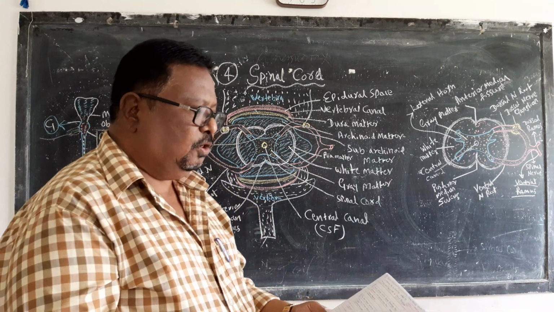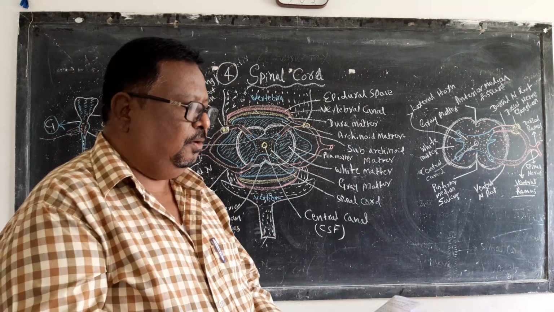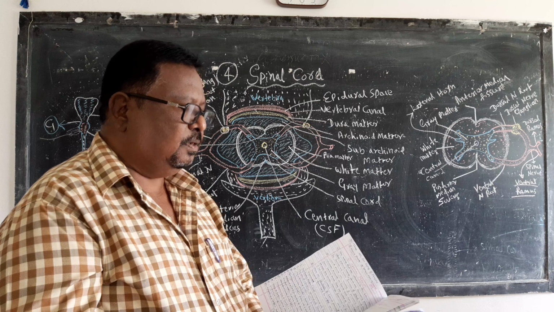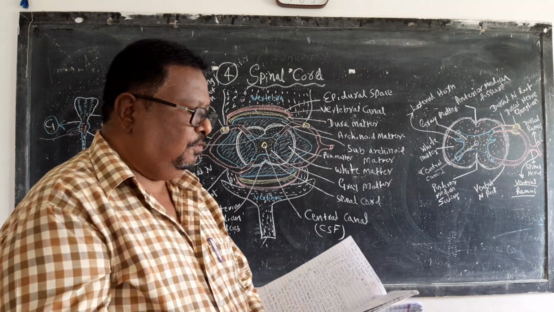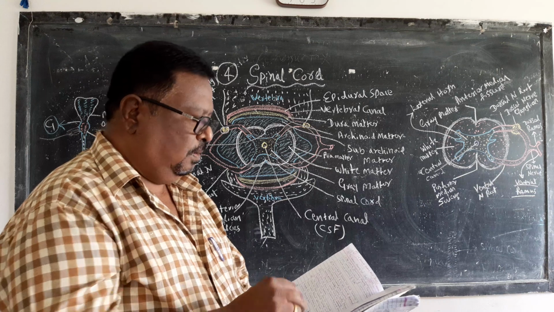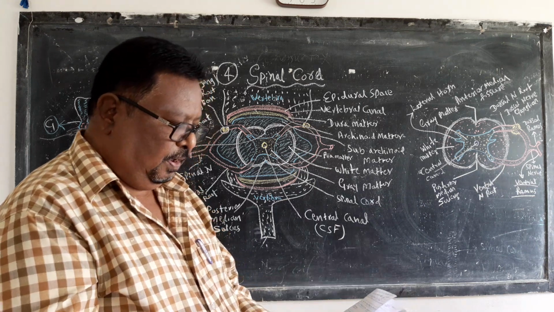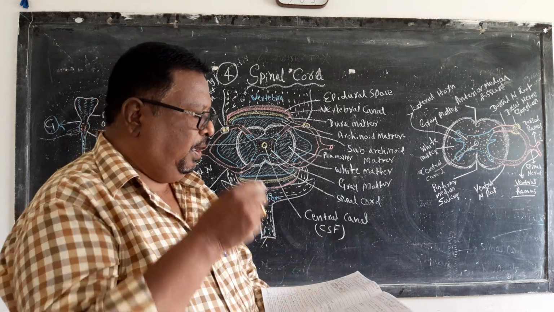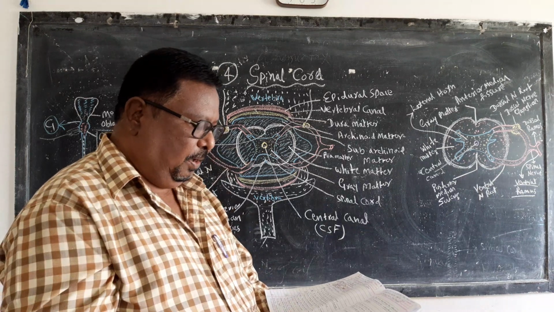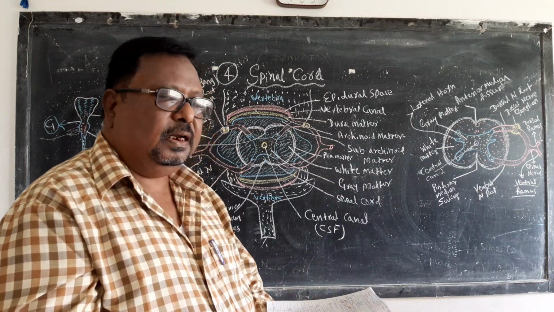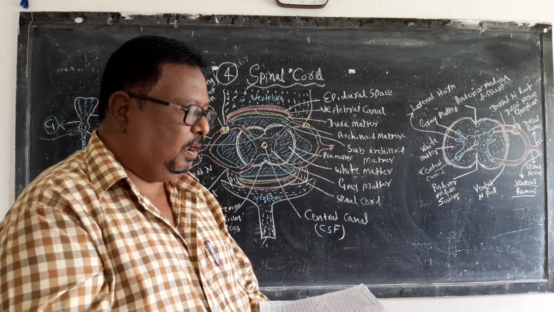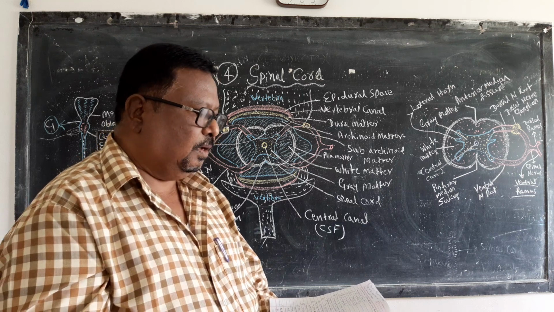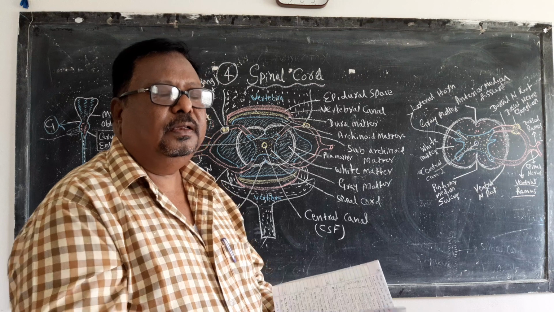Now coming to the peripheral nervous system. Tomorrow I will take the peripheral nervous system, which contains the cranial and the spinal nerves. I think this is enough today. The central nervous system includes the brain and the spinal cord, and the peripheral nervous system includes the cranial and the spinal nerves, and the autonomic nervous system contains the parasympathetic and sympathetic nerves. So this is all about today, that is the spinal cord.